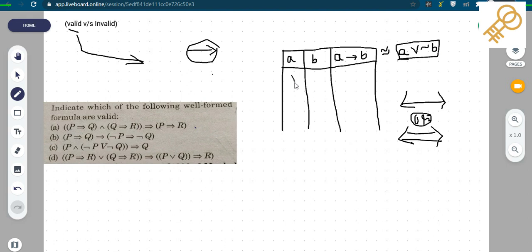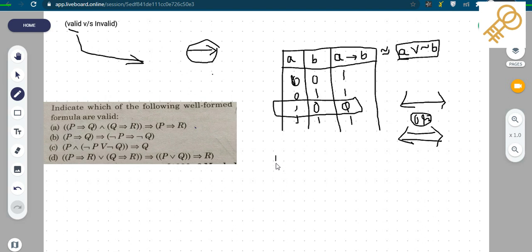Now let us find the value of A implies B for the two propositions A and B. The combinations will be 0 0, 0 1, 1 0, 1 1, right? This will be the combinations of true and false for two variables. Now A implies B will be 1 here, 1 here, 0 here, and 1 here. As you can see, for implication we are getting only one false. For implication you will get false only when A is true and B is false.